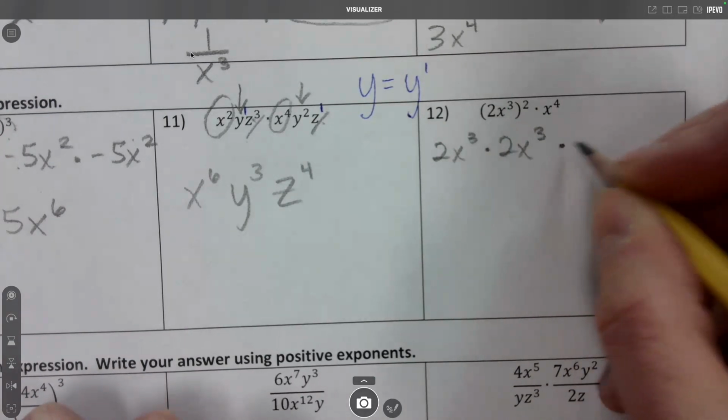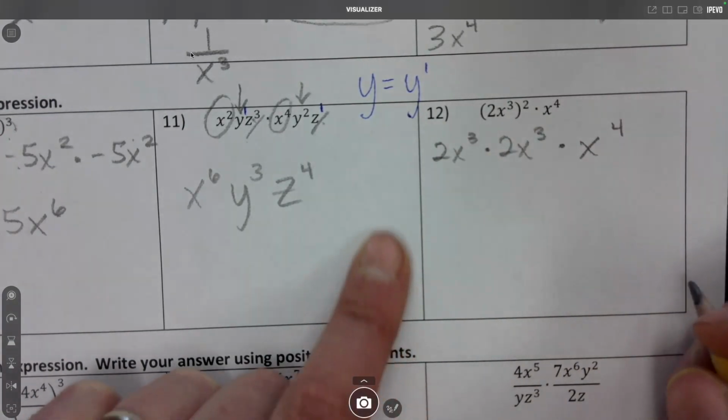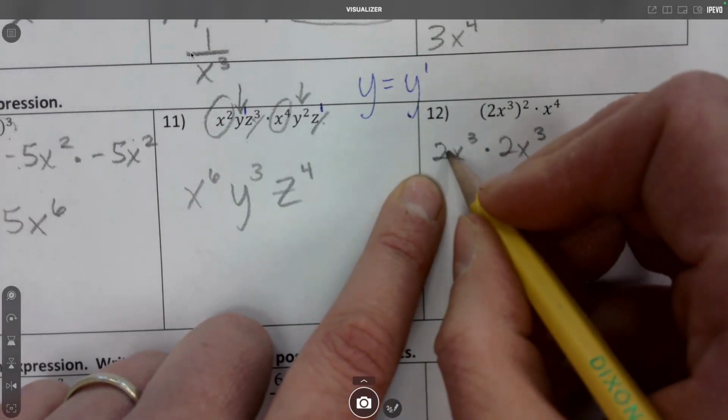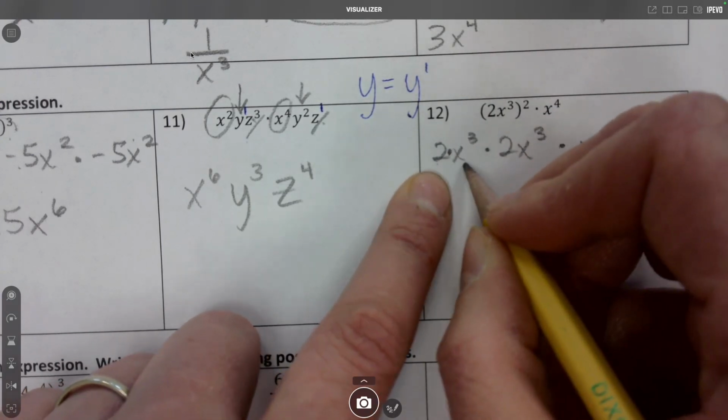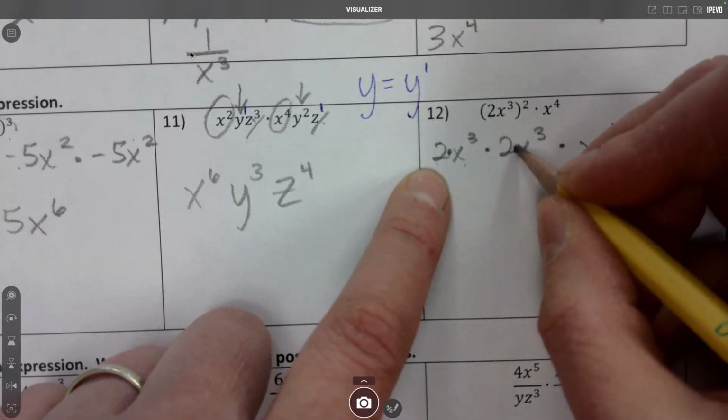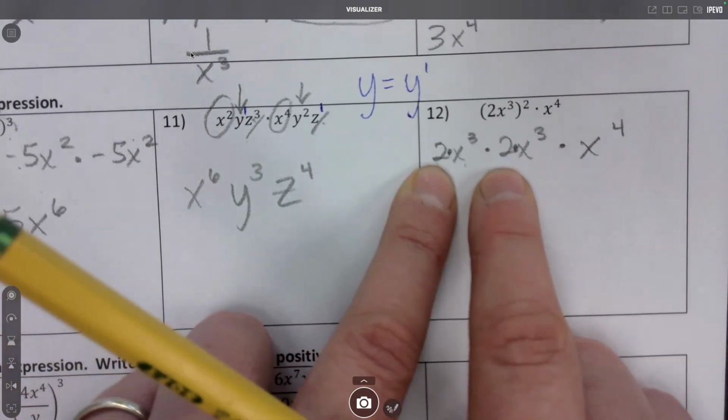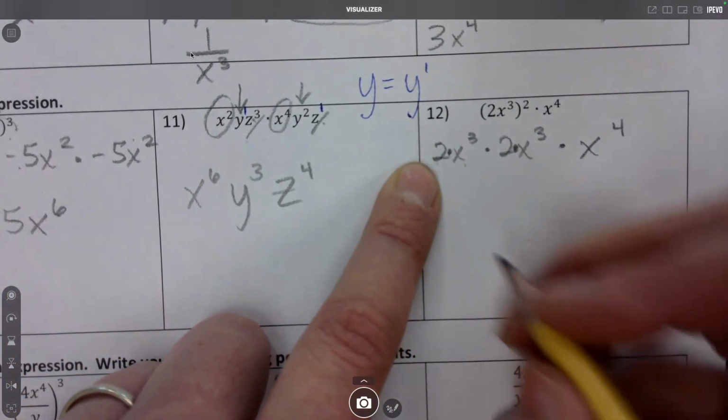And then I also have times this x to the 4th. And then remember, if I have this 2x cubed, this 2 is being multiplied by x cubed. I can put that times sign in it. So I can multiply these 2's together. So the 2 times 2 is going to make a 4.